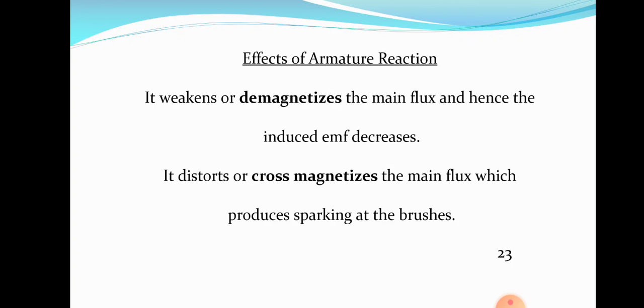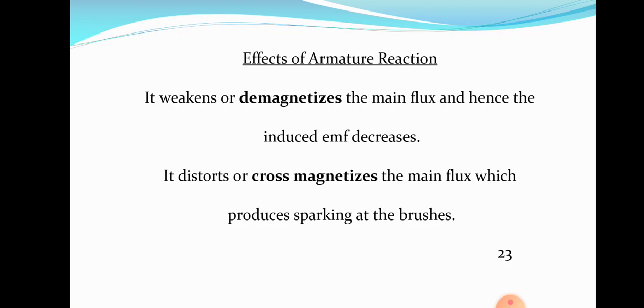So armature reaction, first of all you have to study what is meant by armature reaction. Armature reaction means it is the effect of armature flux on main flux. Armature flux distorts and weakens the main flux. If it is weakening the main flux, that effect is known as demagnetizing effect. Demagnetizing effect means it demagnetizes. That means it weakens the main flux.